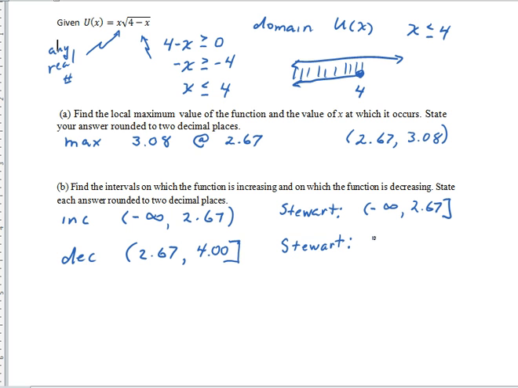It could also be written with closed brackets. So we never use a closed bracket with infinity, but we do with the end values for increasing and decreasing in the Stewart textbook. Notice that 2.67 is both in the increasing interval and the decreasing interval if we use the square brackets.